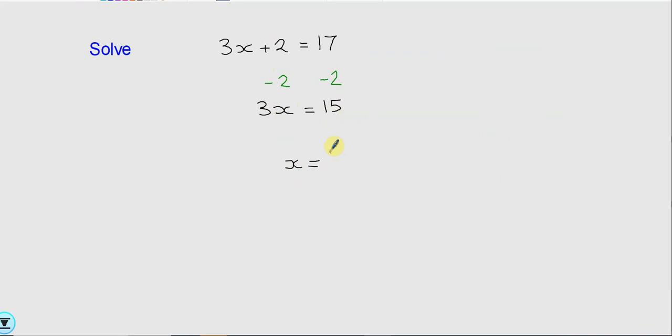I think you might just be able to see it's 5. But if you can't see it, this is 3 of something. To get 1 of something, we need to get rid of this 3. And what's actually happening? It's being times. So if we divide by 3 to this side, for it to still be equal, we need to divide by 3 to both sides. And 15 divided by 3 is 5. 3 divided by 3 is 1. We don't write a 1 in here because we're good mathematicians.